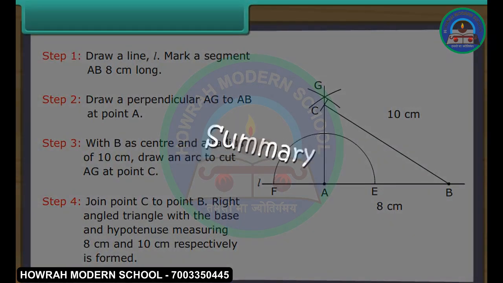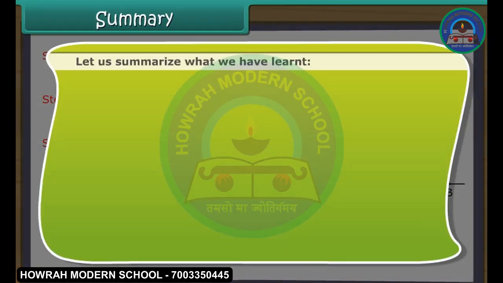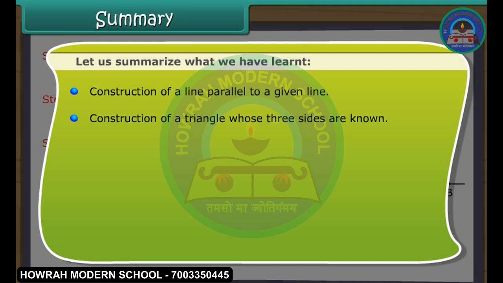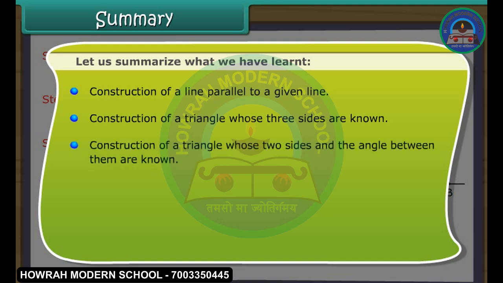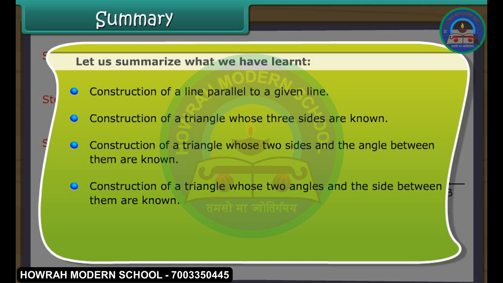Summary. Let us summarize what we have learned. Construction of a line parallel to a given line. Construction of a triangle whose 3 sides are known. Construction of a triangle whose 2 sides and the angle between them are known. Construction of a triangle whose 2 angles and the side between them are known.